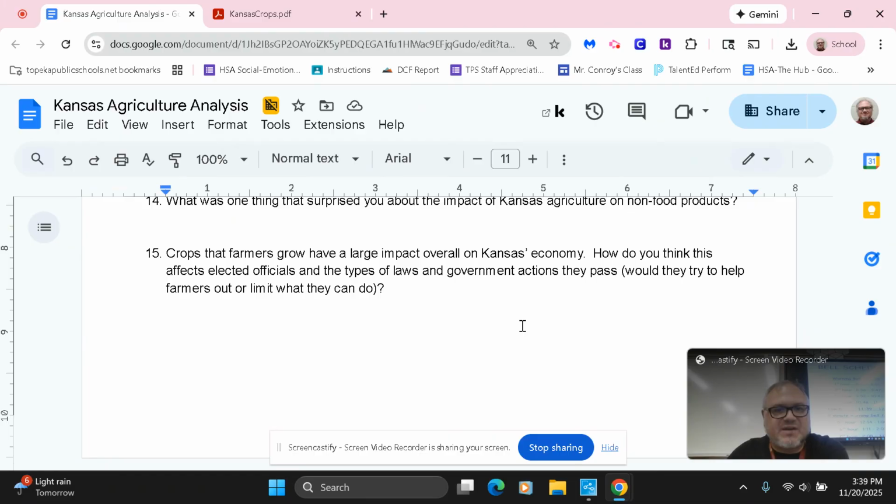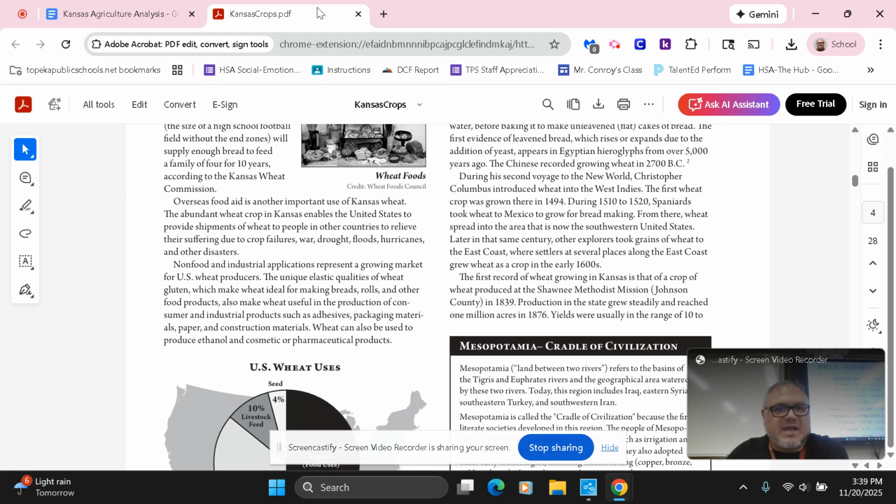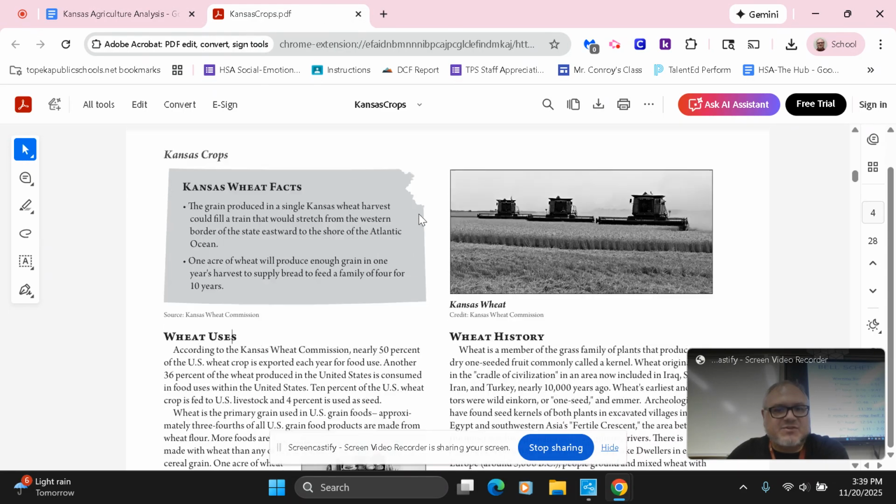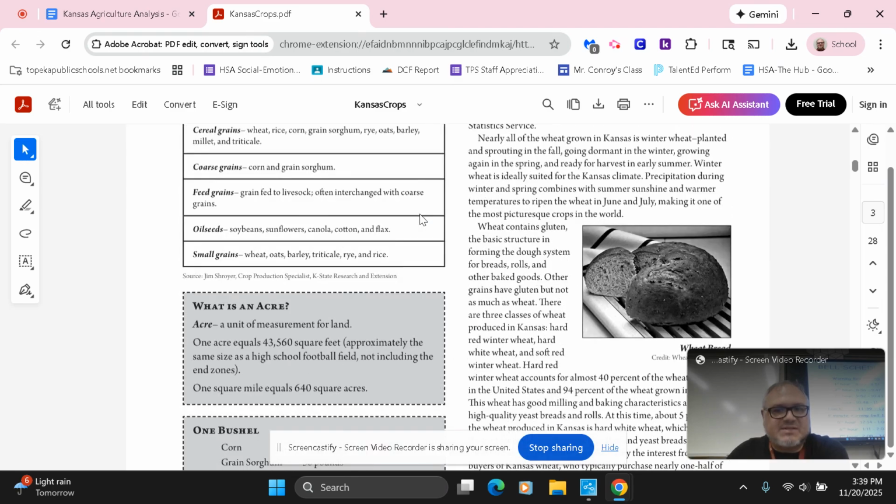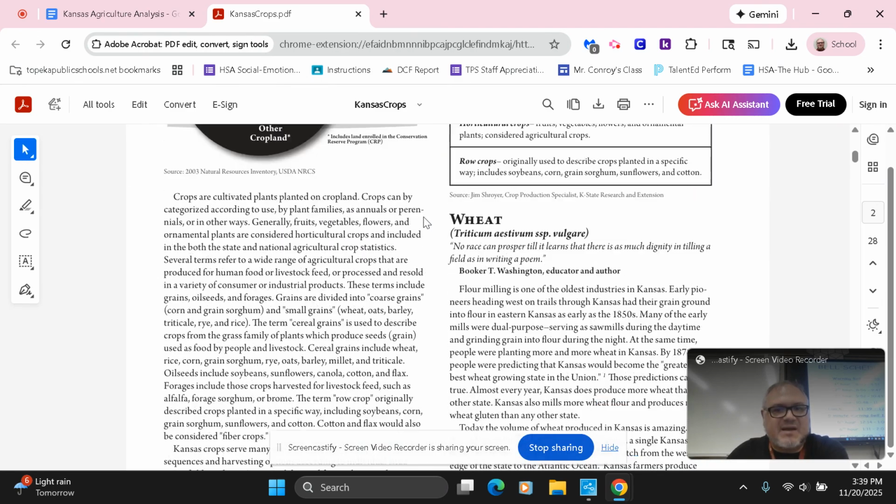Again, I think it's pretty straightforward. Look over the PDF to try and figure out the uses. You don't have to read it top to bottom, but it should be pretty easy to find the uses that you're looking for.